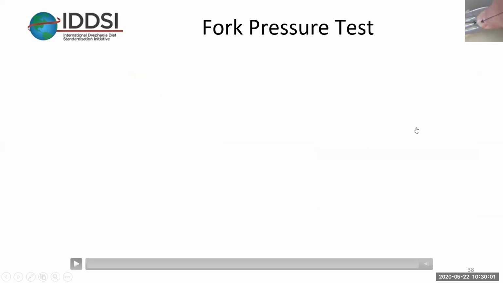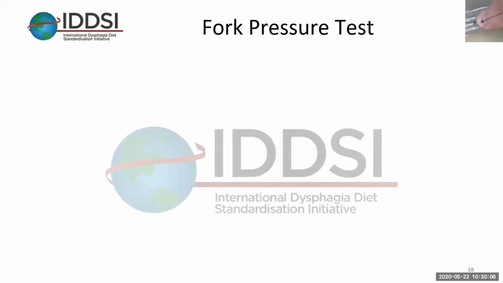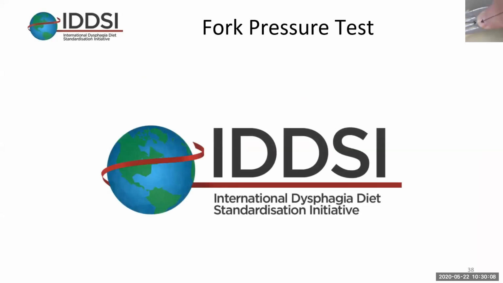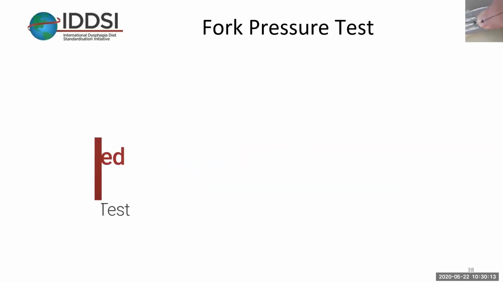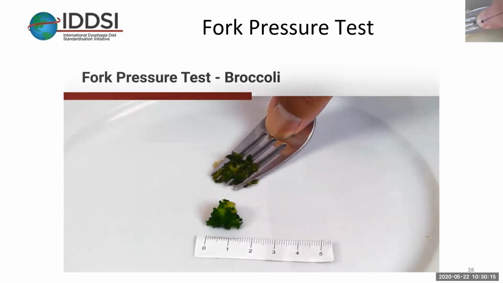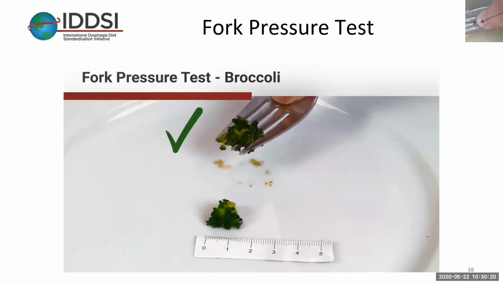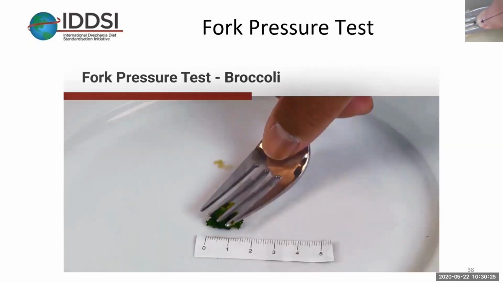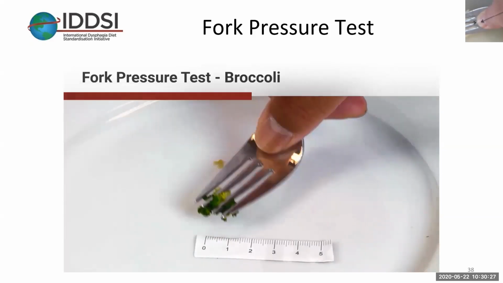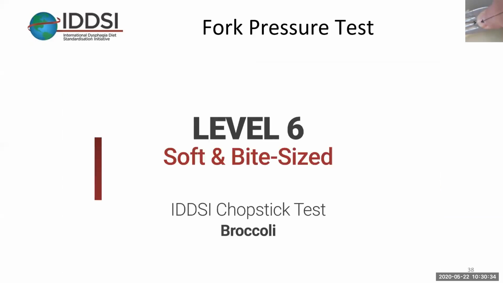And here's a video demonstrating the fork pressure test. And this is on level 6 soft and bite-sized using broccoli. So when you press on that first sample, you can see it's smushed really easily. And then when you come to the sample up front, first you kind of think, oh yeah, it's smushing, but then when you really look at it, it didn't really break apart. It didn't really change shape. It just got stuck in between the tines.